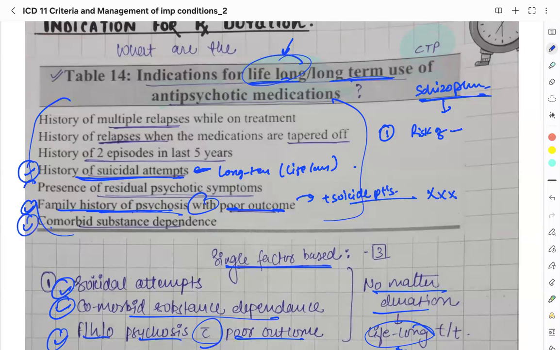Then, if they're also having comorbid substance dependence, whether it is nicotine, alcohol, or any other substance, in that case also you will be giving them long term medication. So these are single factors. And let's say symptom based.